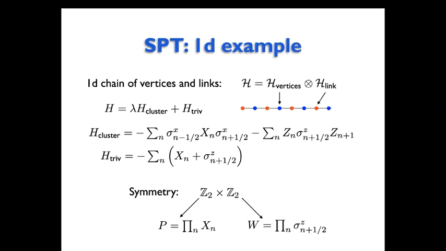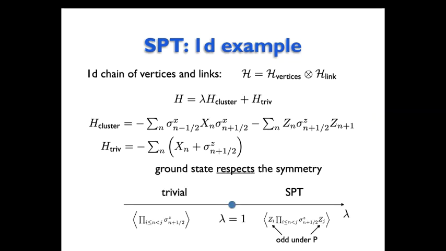Okay, so now the question is, what is the phase diagram of this model? It turns out that the ground state always respects both symmetries. There is no spontaneous symmetry breaking here. But as we change lambda, there is a phase transition, a mysterious phase transition, at lambda equals one. And the question is how you can distinguish these two phases. It turns out that we can use these non-local string order parameters. For example, in the trivial phase, this gets a finite VEV, but as we go through lambda equal to one, it goes to zero. On the other side, there is a different order parameter, which is this product of sigma z decorated with this sigma x. This is how people detect SPTs. They compute these order parameters.